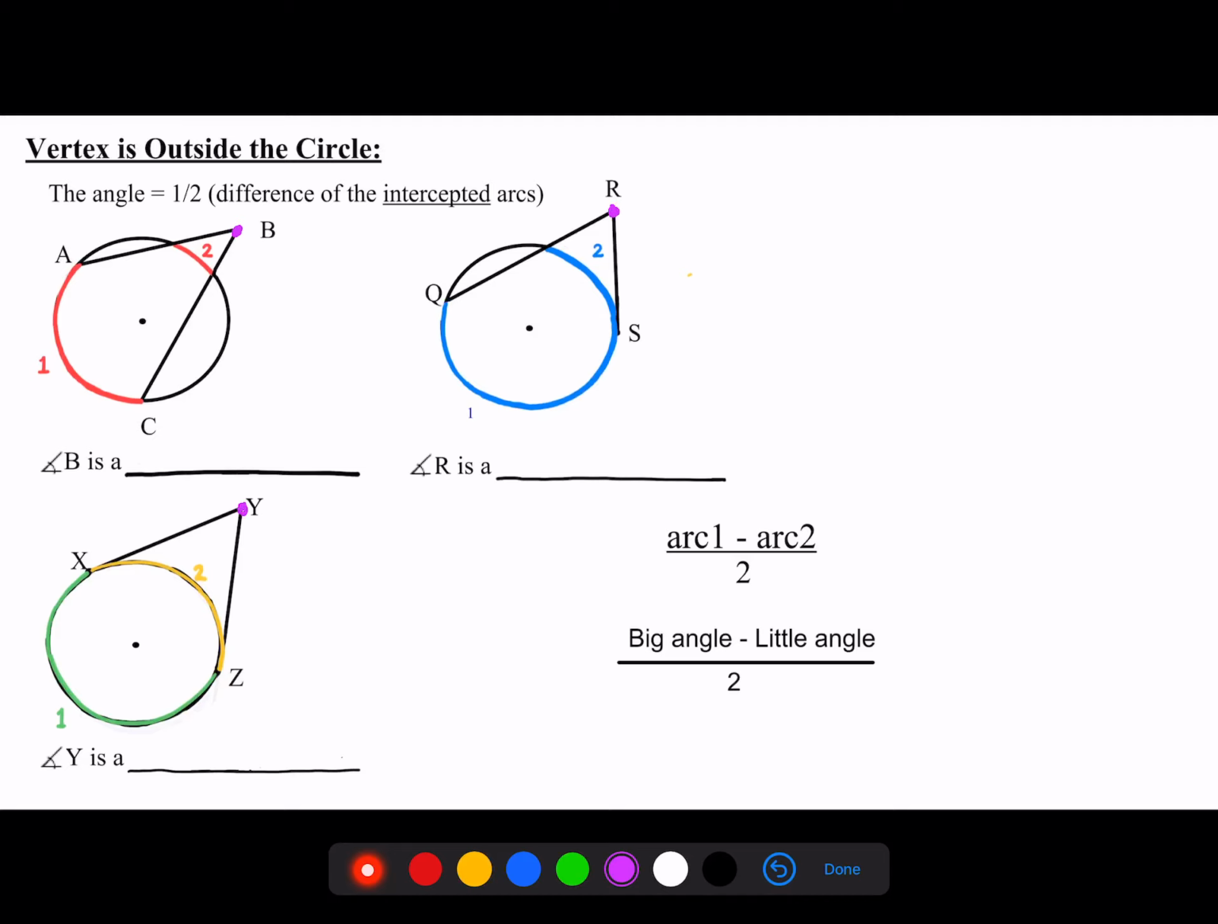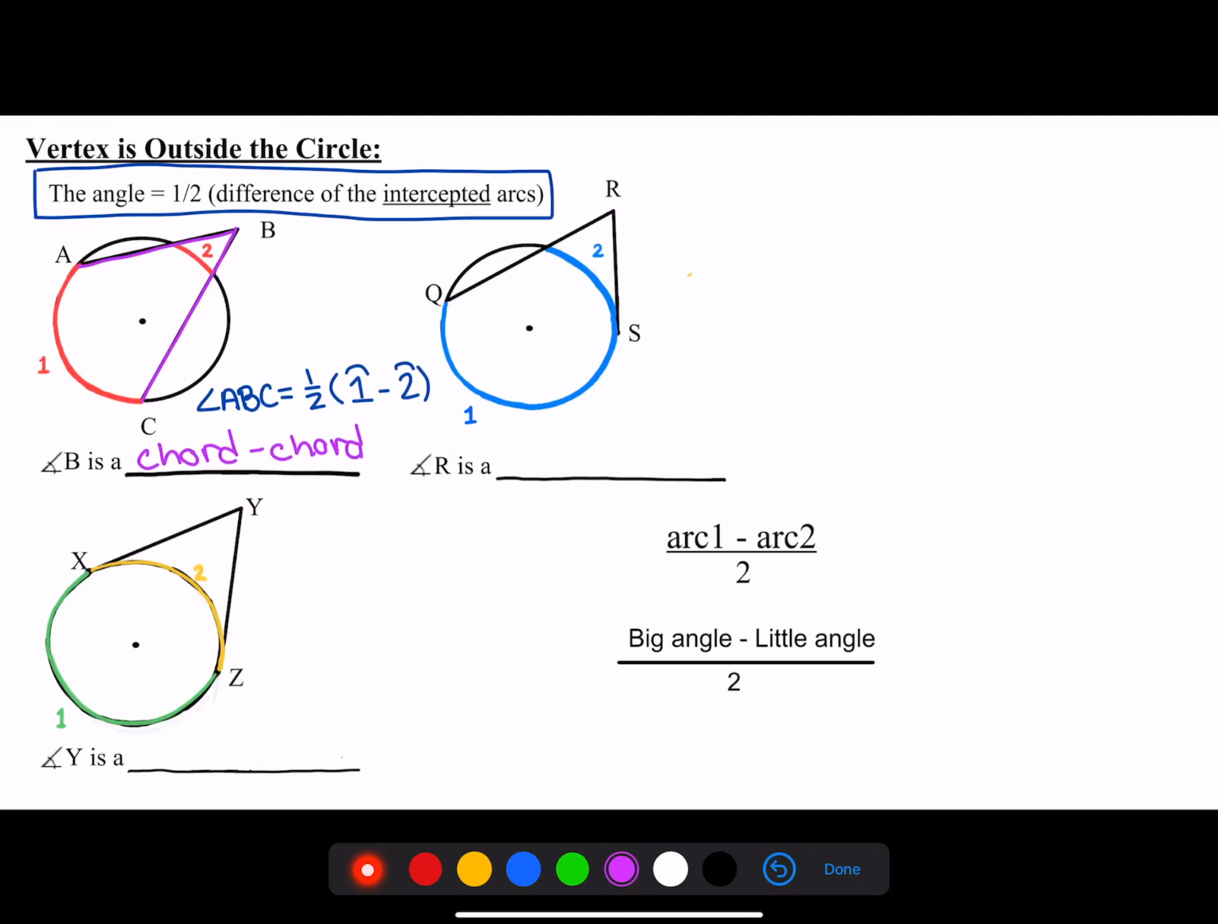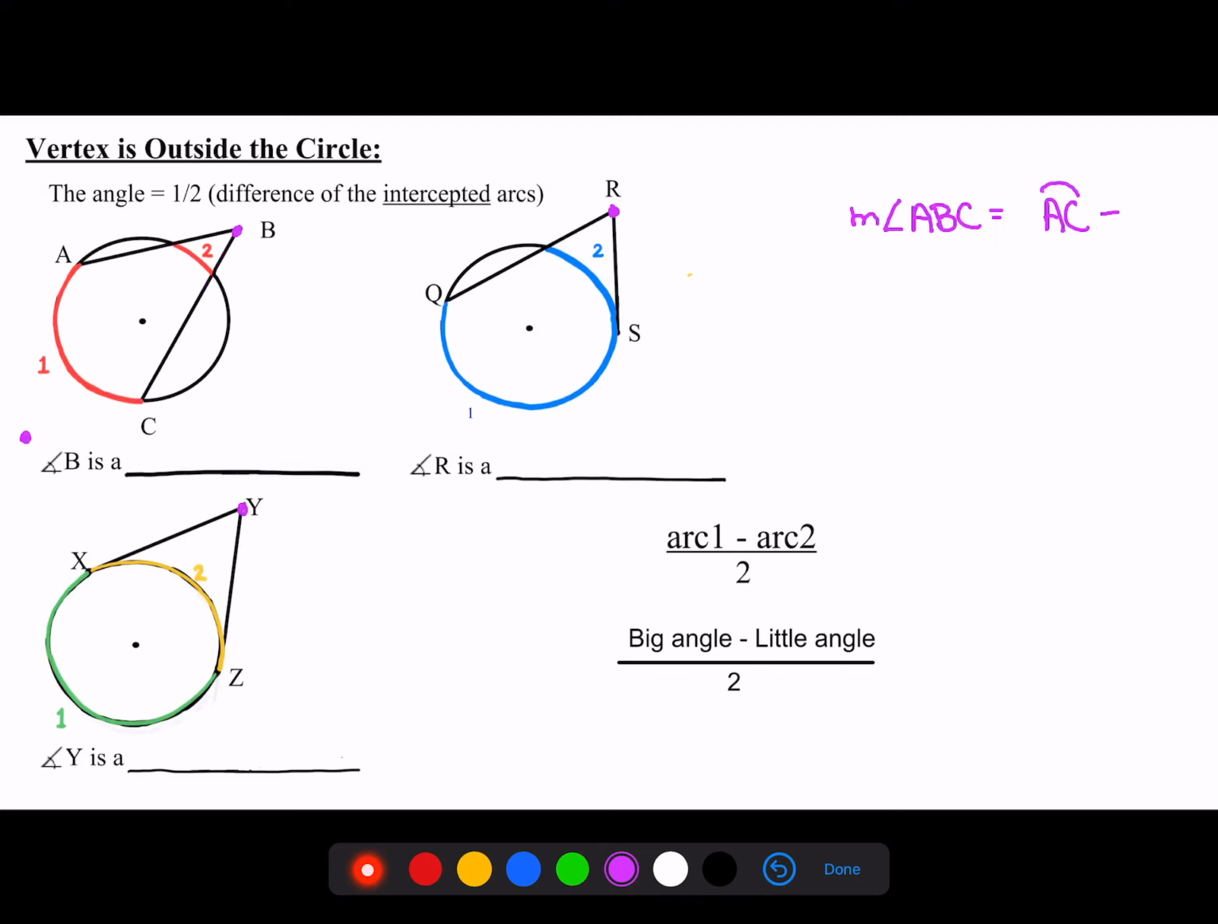Now, if that's the case, and I'm just going to focus on this first one here, the measure of angle ABC is equal to the measure of arc 1, so arc AC, minus the measure of arc 2, divided by 2.